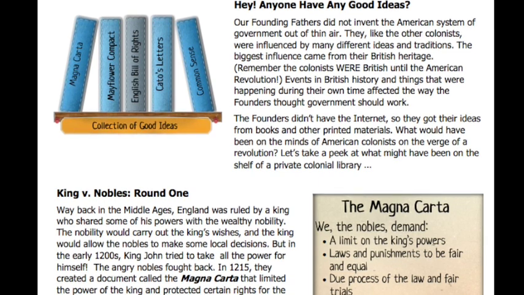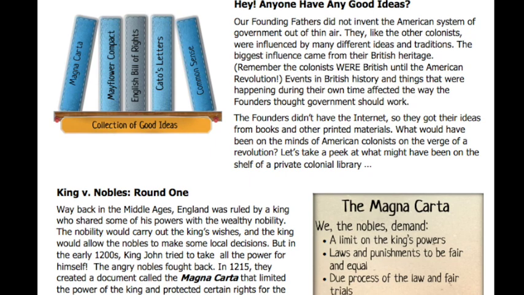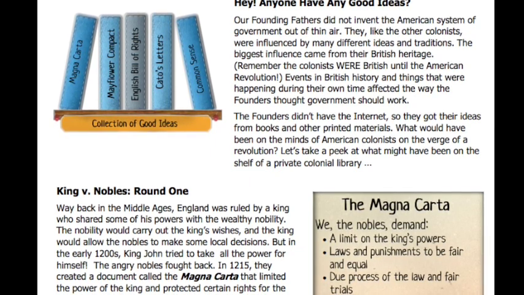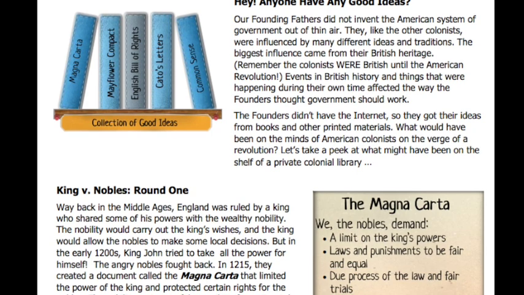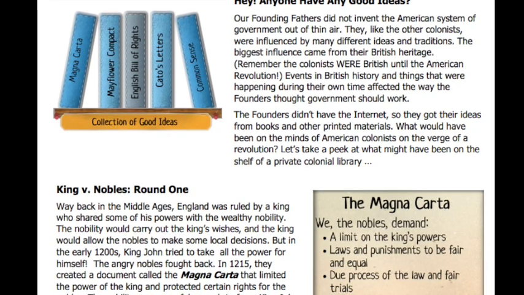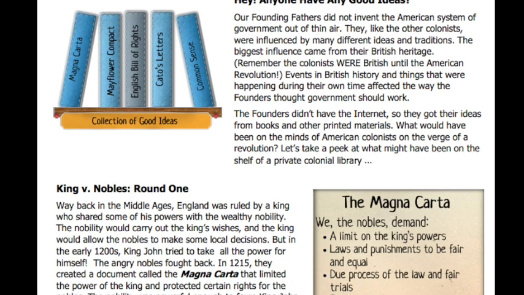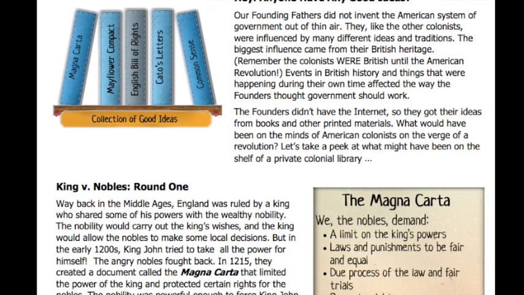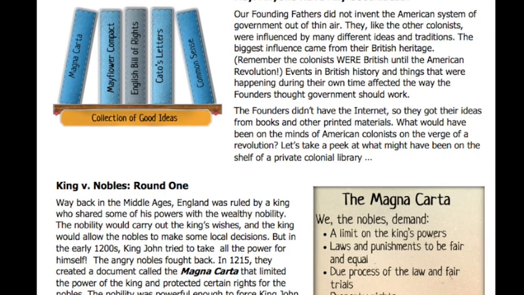Colonial Influences. Hey, anyone have any good ideas? Our founding fathers did not invent the American system of government out of thin air. They, like other colonists, were influenced by many different ideas and traditions. The biggest influence came from their British heritage. Remember, the colonists were British until the American Revolution.